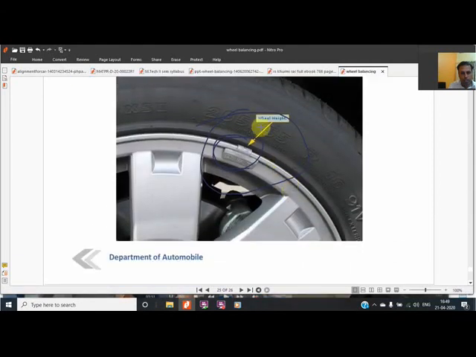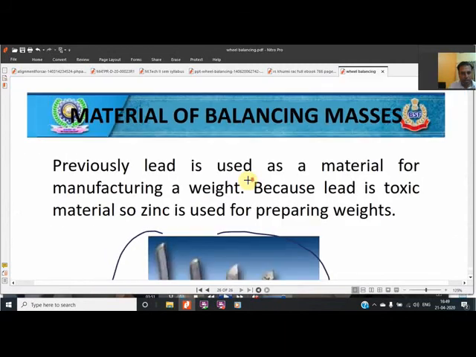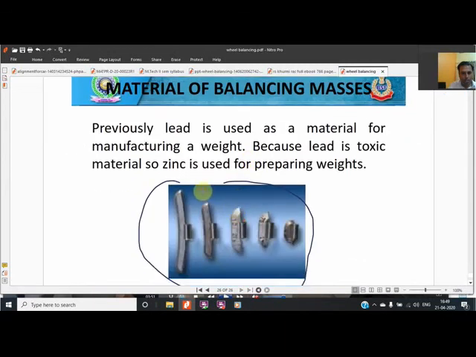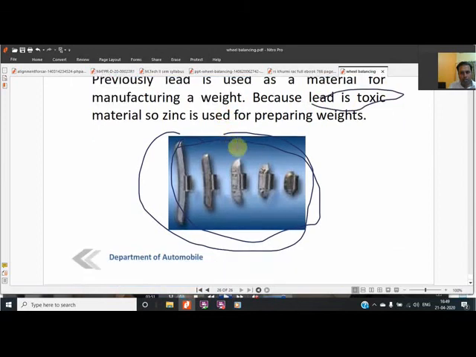The weight is again shown to you, and the weight is specified and engraved on the weight itself. We use certain combinations of weights if the value is more than the limits and we do not have the particular weights. One thing is important: the material is mentioned here. Earlier lead was used, now zinc is used.